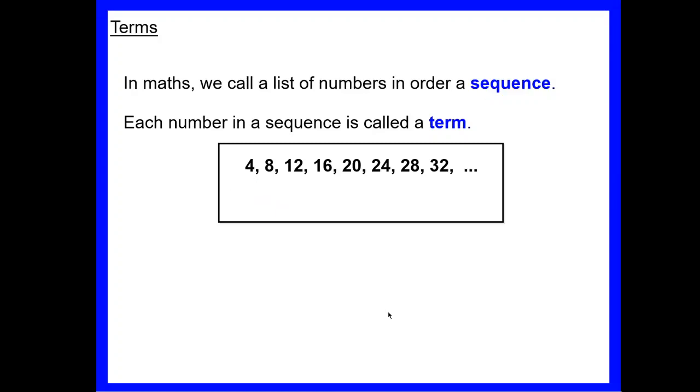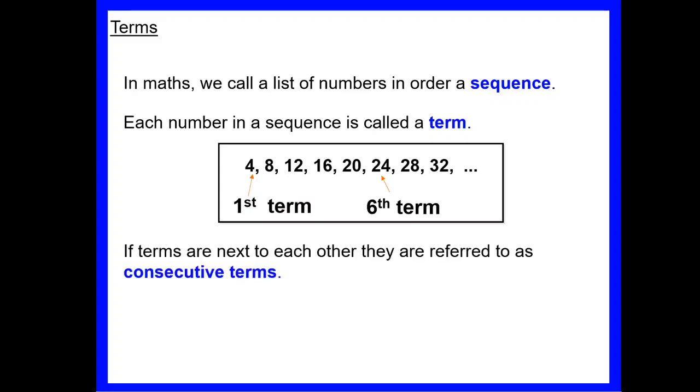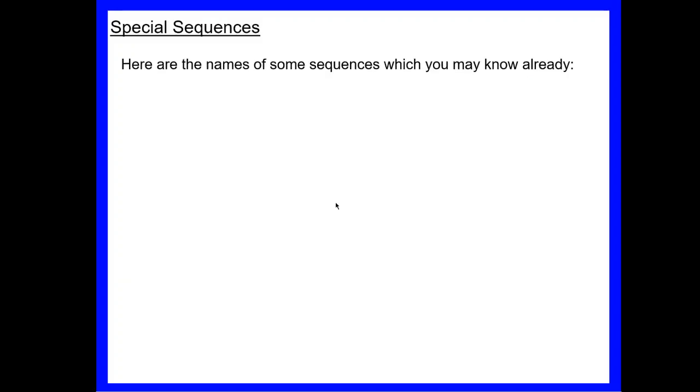Okay, that's right. And 24 then is the 6th term in the sequence. So we've got our first term, second, third, fourth, fifth, sixth, 7th and 8th. So the term number is simply what position it holds along that sequence. If the terms are next to each other, they're referred to as consecutive terms. So 4 and 8 would be consecutive, 8 and 12 would be consecutive terms.